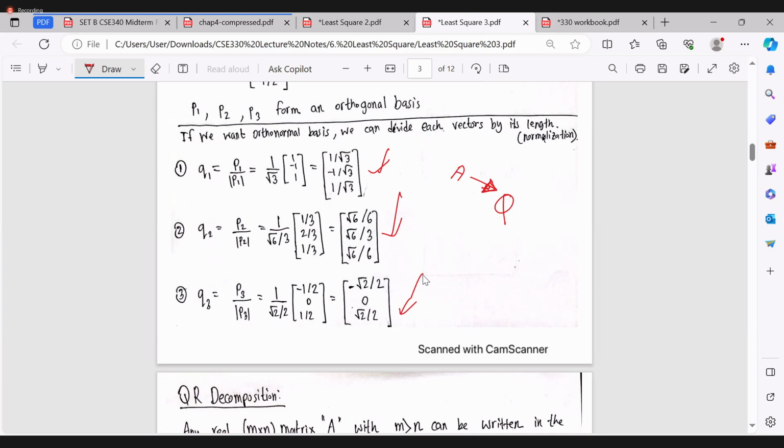Now remember, when we started this chapter, we said that this chapter is all about solving overdetermined systems. That means there are more equations than what you actually need. Do you remember? Yes, ma'am.